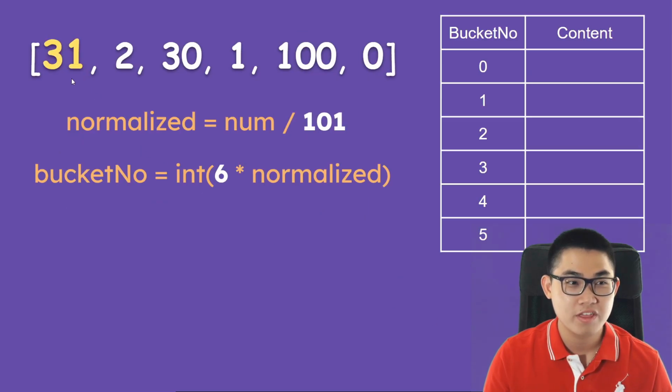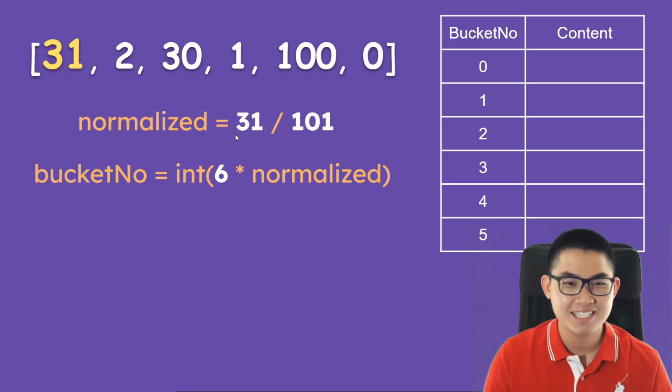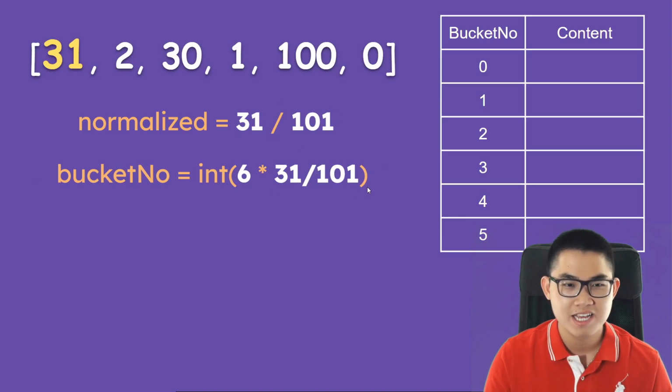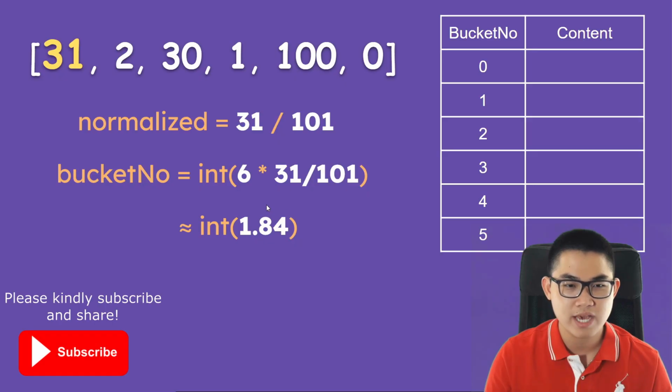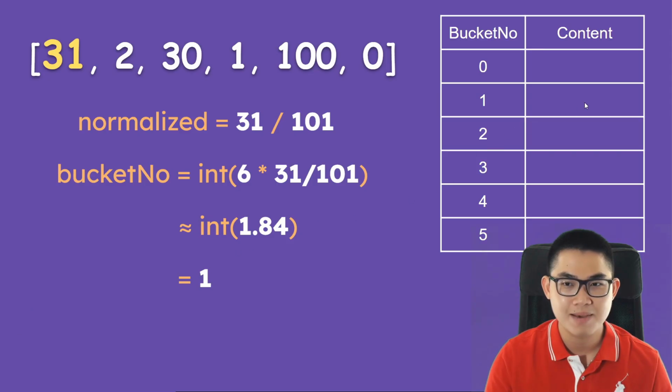We're going to start with 31 and put 31 into num. So now normalized is 31 divided by 101, and we put this fraction into this part, so we get 6 times 31 over 101, which is approximately 1.84. And what is the int function going to do? It's going to get rid of whatever is behind the period. So it's going to get rid of 84, and we have 1. So what does this mean? This means that 31 goes into bucket number 1, like this.